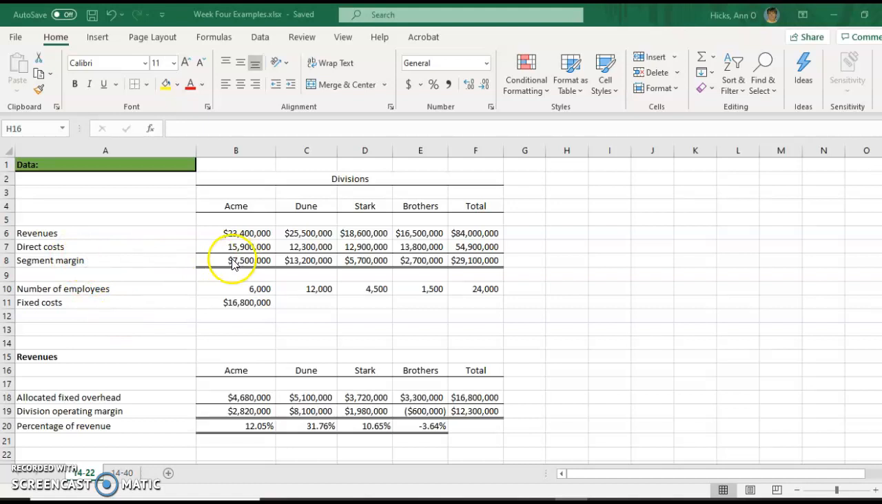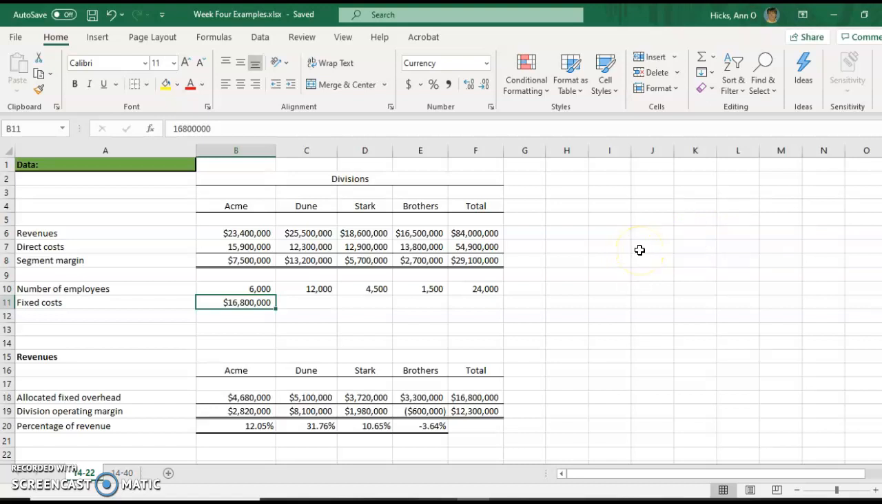If that division went away, those costs would go away. And then the segment margin. Segment margin is the amount of profitability that is being contributed strictly by the revenue and direct costs of that particular division. So we have that information for each of the divisions. Then just some additional information: the number of employees that each of the divisions have, and total fixed costs. So this 16.8 million is the amount of costs that we are trying to allocate to the divisions.